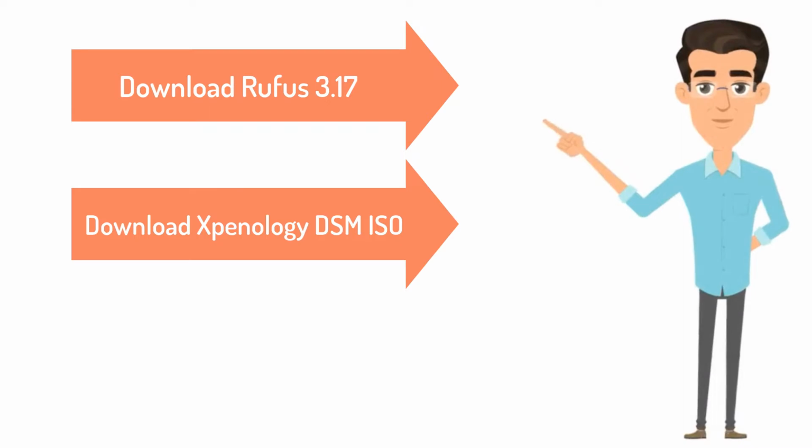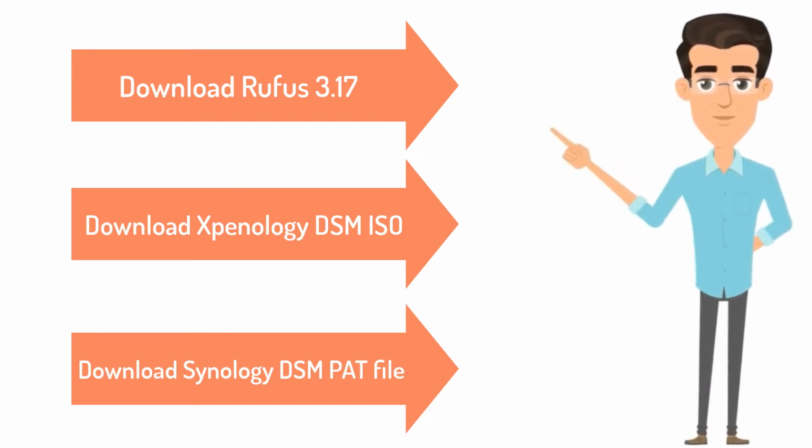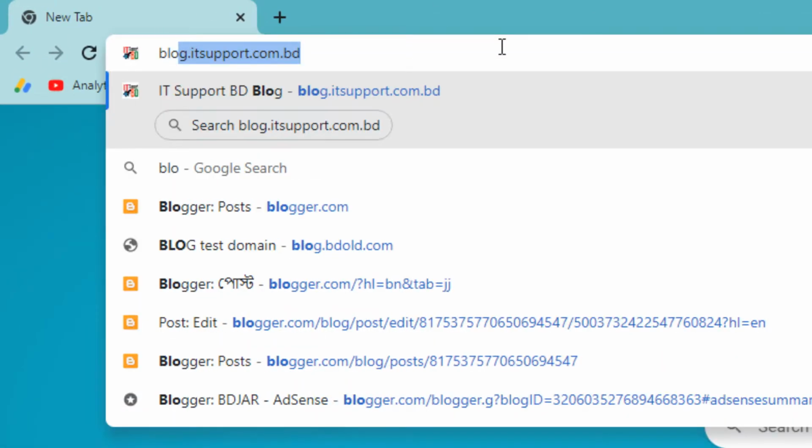You need to download three files to set up NAS storage. Please see the video description and browse the IT Support BD blog site. Download Rufus 3.17 for creating a bootable USB. Download Synology DSM ISO for your NAS operating system. Download Synology DSM PAT file for setting up Synology. Open the video description link.